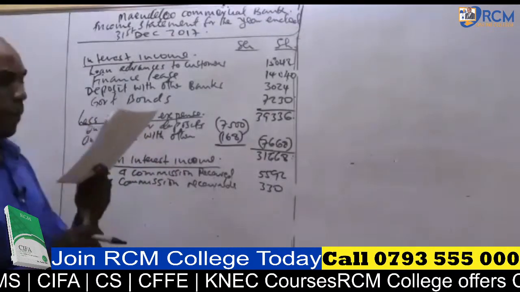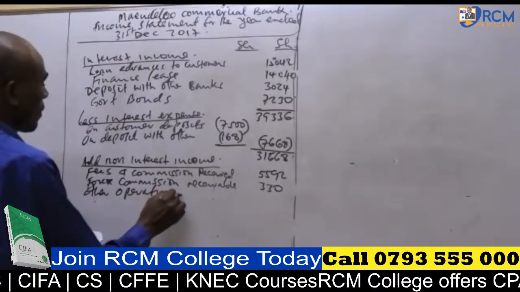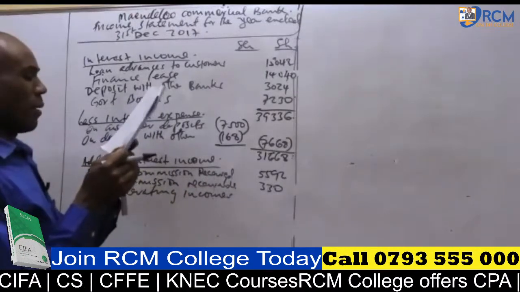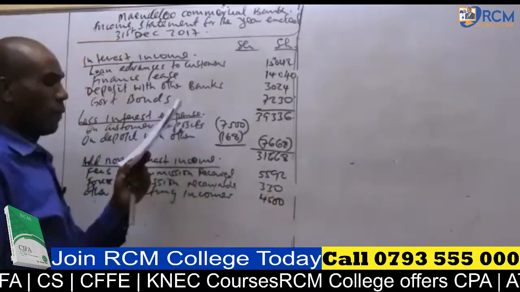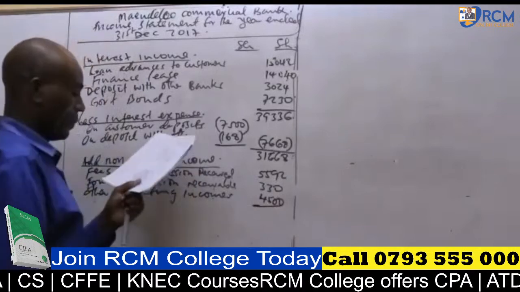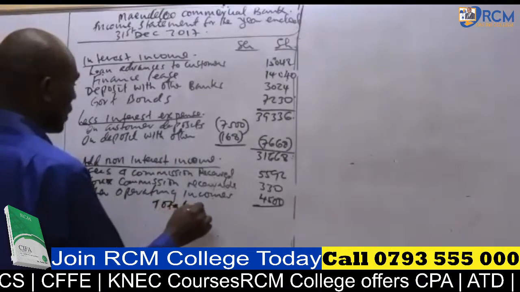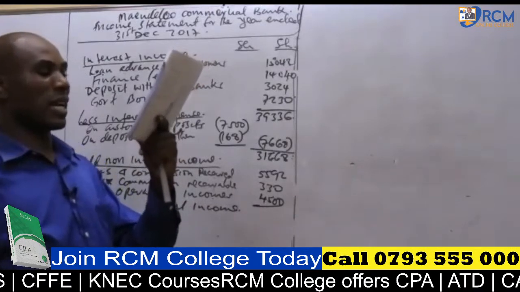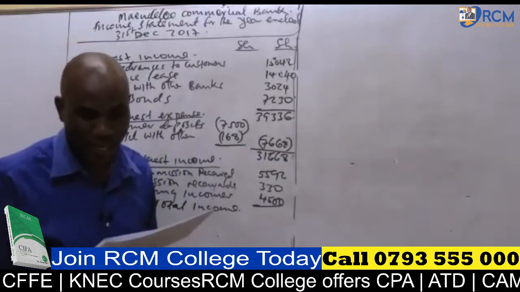Then we have other operating incomes, we have it there as 45. Then you give me total income. I'm not seeing any other income there because we are going directly to assets and expenses. Therefore, total income is 42,090. Thank you very much.